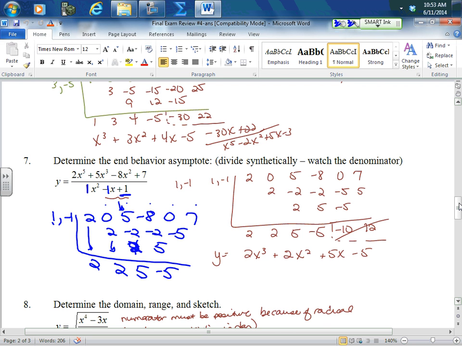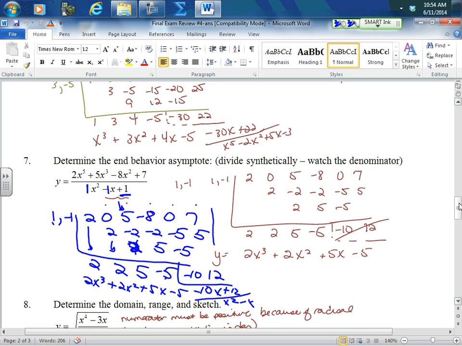Do it again. 1 times negative 5 to the right. Negative 1 times negative 5 to the right, 5. As you're at the end, add both of these down. This one comes down to negative 10. It doesn't cancel. This guy comes down to a 12. There's your remainder. So an x5 over x2 gives you x3. So 2x cubed plus 2x squared plus 5x minus 5. Here's your remainder over your denominator.